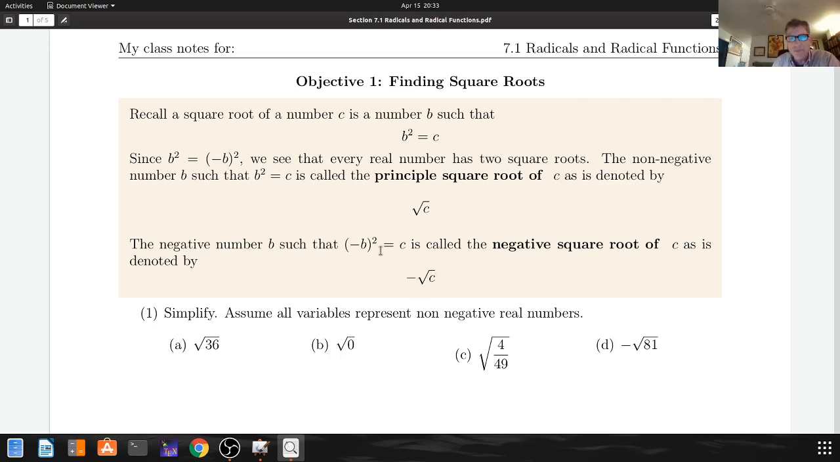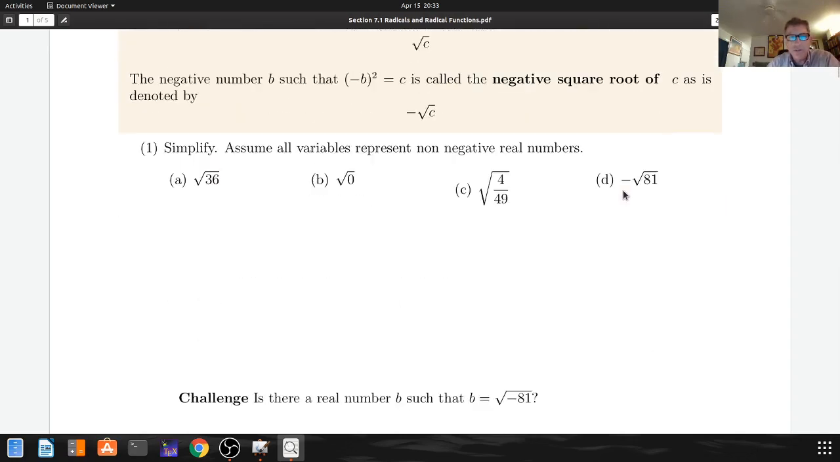So I'm going to fix a few little typos in this box because the only numbers that have two square roots are positive real numbers. So I'm going to add that in the box. I know you don't care about it, but I do. So let's actually look at exercise 1.